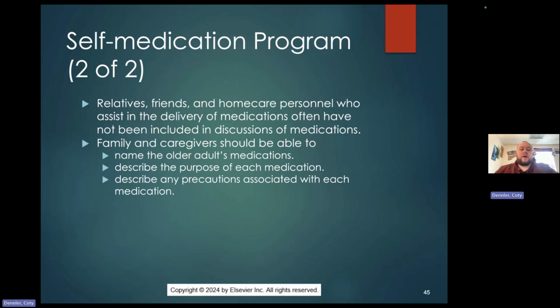But families and caregivers should be able to do a couple things. They should be able to name the older adult's medications, describe why they have that medication, and describe any precautions that go along with it. One of the biggest reasons is for emergency situations. They should always have a list of medications readily available for EMS workers or hospital staff. So they say, what medications are they on? What do they take? You should know immediately what that is, either by handing them a list that is kept on their refrigerator for a lot of people. That needs to be something that's prioritized because that's one of the first things asked. What medications are they on? Do you know? Okay, here it is and gone.